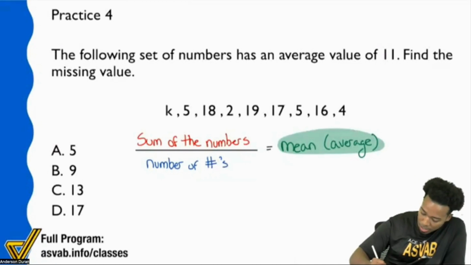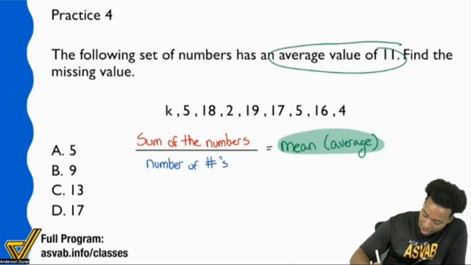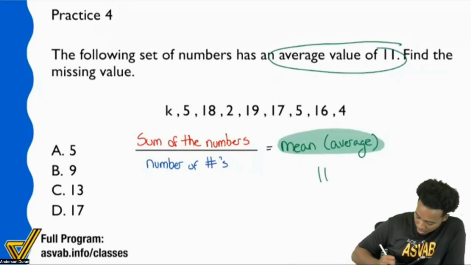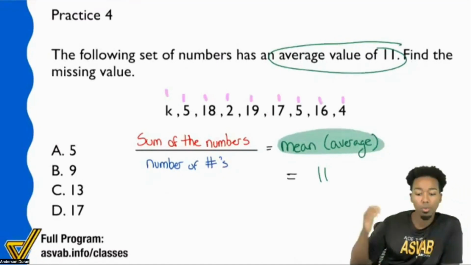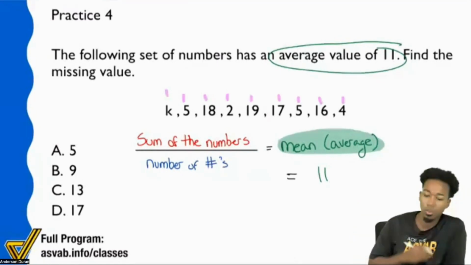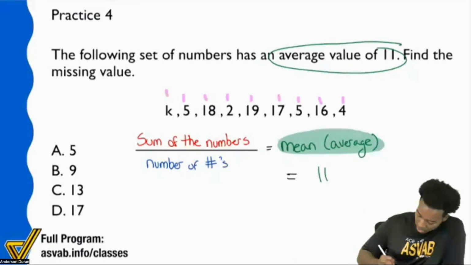The mean of this set of numbers was 11, average value of 11, plug that in. Then from there, we have how many numbers? We just got to count. 1, 2, 3, 4, 5, 6, 7, 8, 9. We've got 9 numbers. So from there, hey, let's go ahead and add that up.